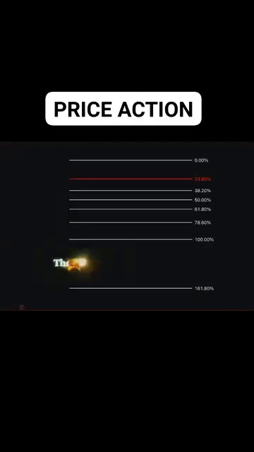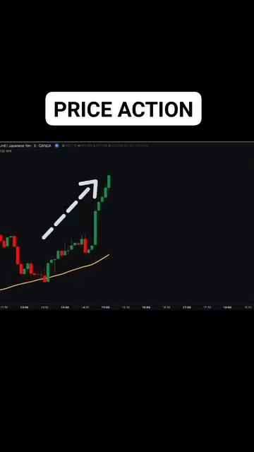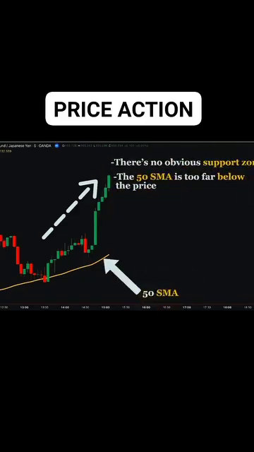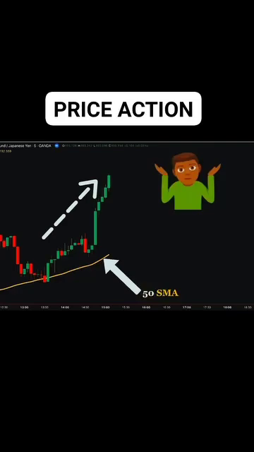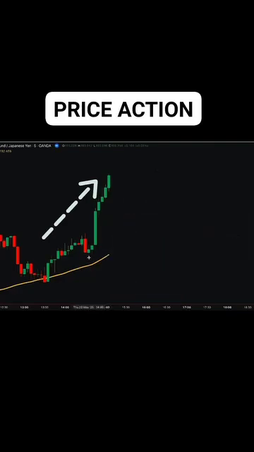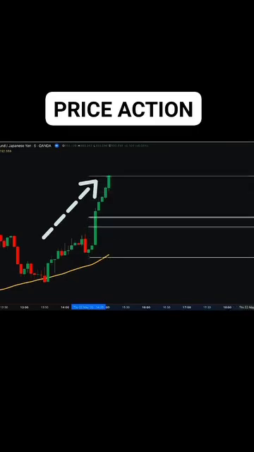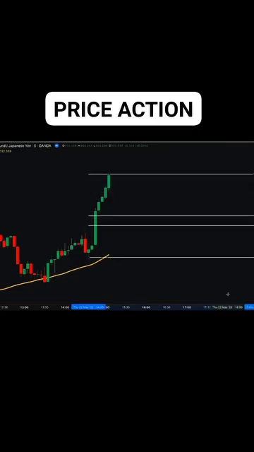Now, let's talk about the third and final tool we use in the TLS strategy to identify powerful levels: the Fibonacci retracement. Sometimes the market moves so aggressively that it leaves you with no clean entry. There's no obvious support zone, the 50 SMA is too far below the price, and you're left asking yourself, where do I get in? Where could this retracement possibly end? That's exactly when the Fibonacci retracement tool becomes your best friend. It gives you a precise mathematical way to measure the depth of a pullback, and more importantly, it helps you anticipate where the next impulsive move might begin.